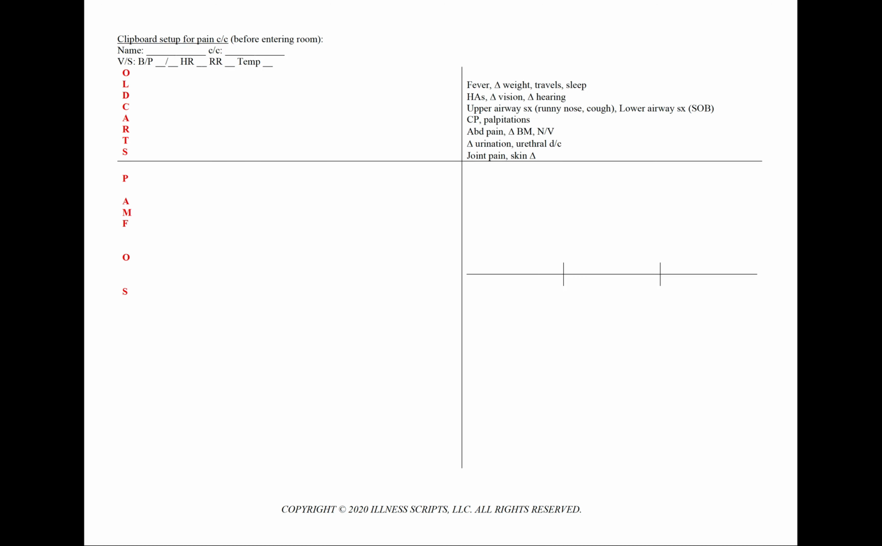On the upper left-hand corner, we're going to write down the mnemonic OLD CARTS. On the right corner, our review of symptoms. On the bottom left, the mnemonic PAM HITS FOSS, and on the bottom right, a 3-column table for the differentials we'll write down based on the doorway information.